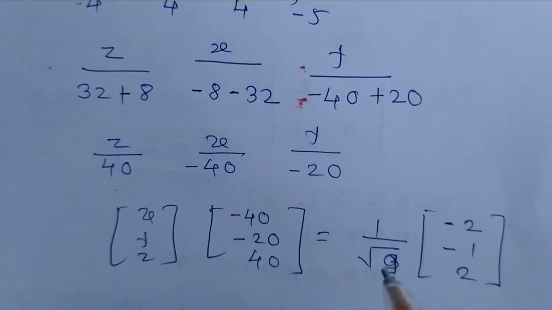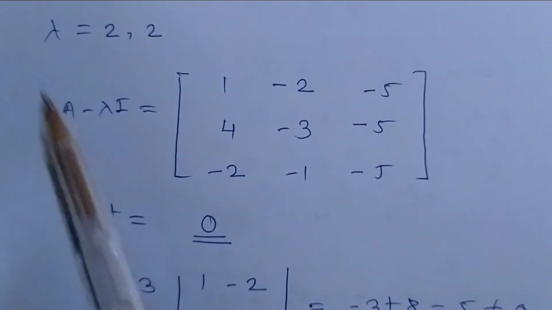That is 2 square plus 1 square plus minus 2 square plus minus 1 square plus minus plus 2 square. That is 1 upon under root 9, minus 2, minus 1, 2. These are the eigenvectors for lambda equal to minus 5, that is the non-degenerate eigenvalue. So now we find the eigenvectors for the degenerate eigenvalues.